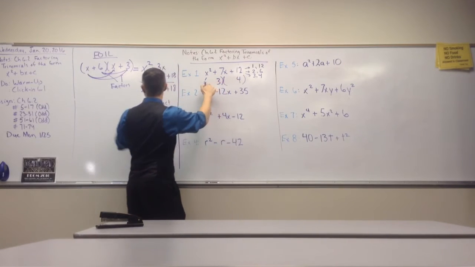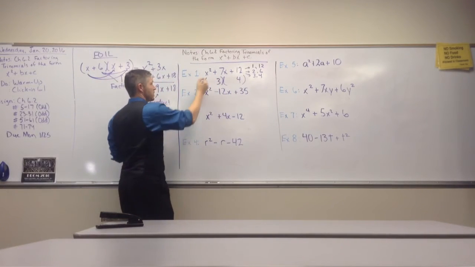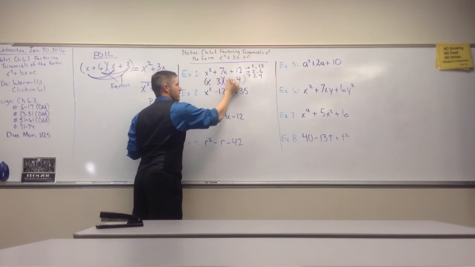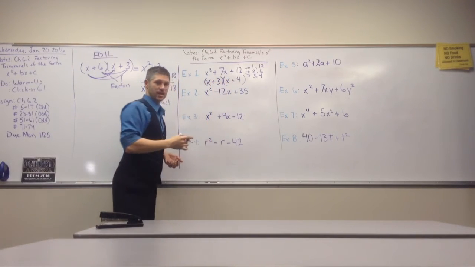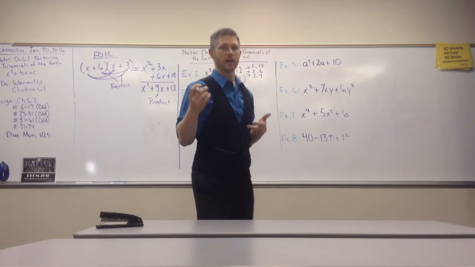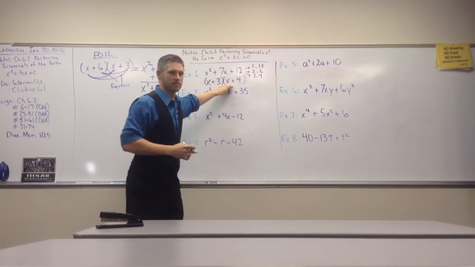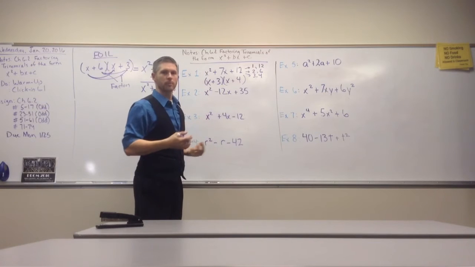The first two, obviously, x times x gives me x squared, so the same thing's going to happen here. X and x. It's got to give me that x squared. Now I can multiply it out to check it, but I would hope that you guys trust that that's going to be okay for now. Later, if we need more practice, we can practice multiplying it out.